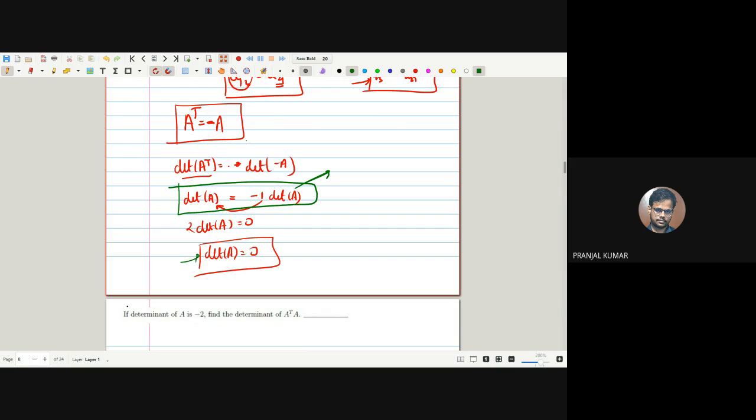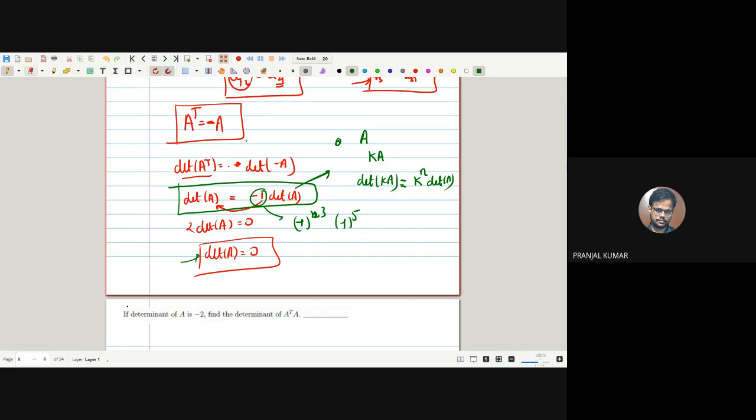Because if you remember, what was the result? If you have a matrix A and you multiply it with some scalar K, then what is the determinant of KA? In general, it is K to the power n times determinant of A. So this minus 1 would only have been possible if it was an odd power, like 3, or minus 1 to the power 5. In that case, this step would have been correct.